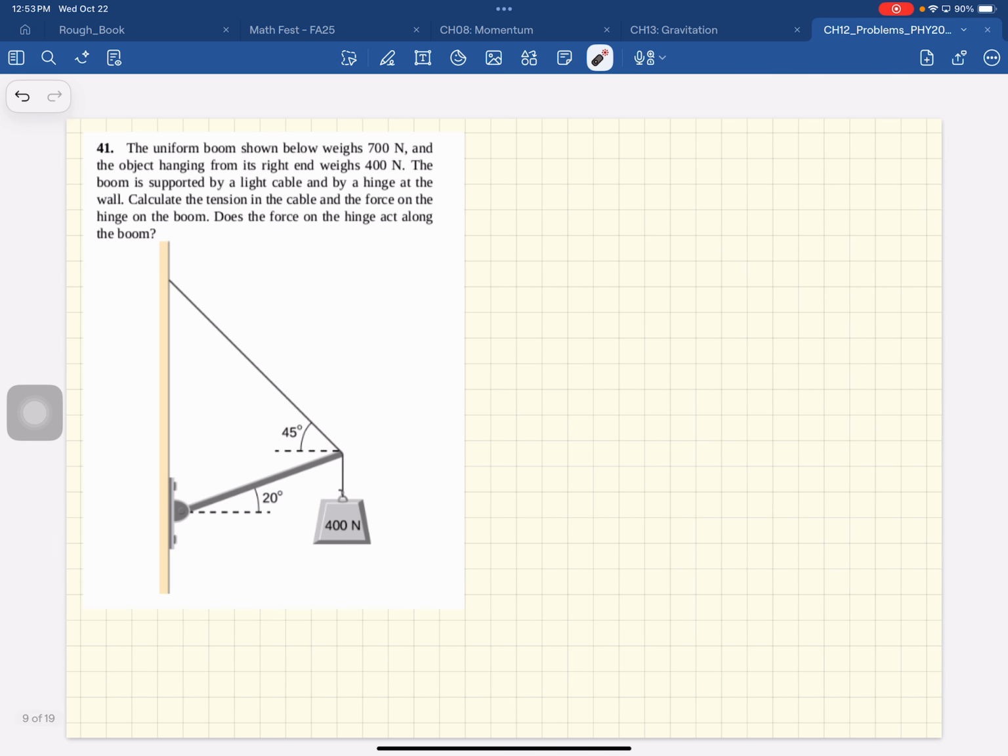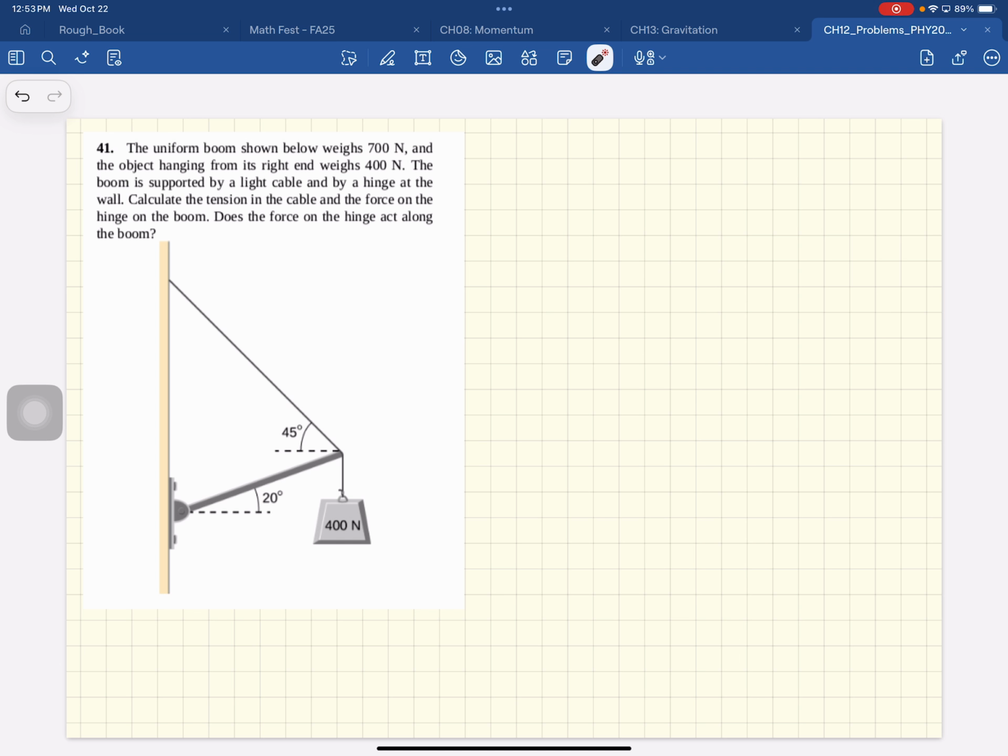Okay, so let's do a slightly more complicated problem. So here's a boom. It's suspending a 400 Newton object. You can think of this as roughly your weight. This boom is at 20 degrees, so there's tension in the string. The uniform boom shown below weighs 700 newtons. This is roughly your body weight. So what is the tension doing?